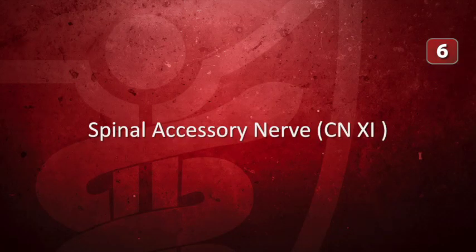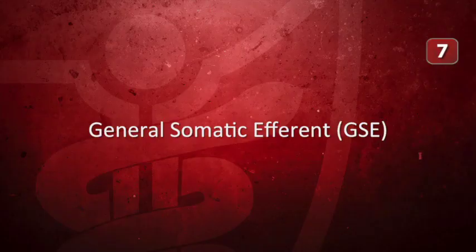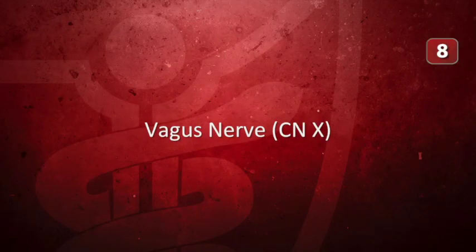Next question. What cranial nerve innervates the sternocleidomastoid muscle? Again, this is the cranial nerve 11 or the spinal accessory nerve. Next question. What is the sole modality of the hypoglossal nerve, so cranial nerve 12? This is going to be general somatic efferent. Next question. Which cranial nerve gives off the recurrent laryngeal nerve? So this is going to be the vagus nerve.